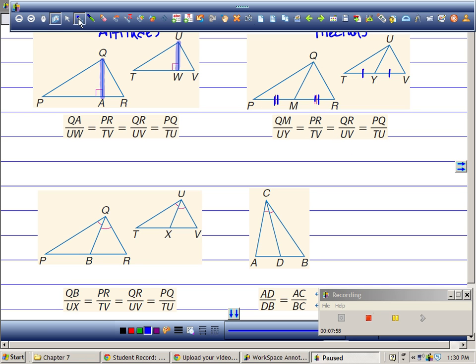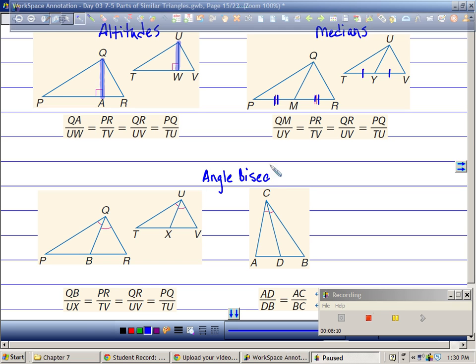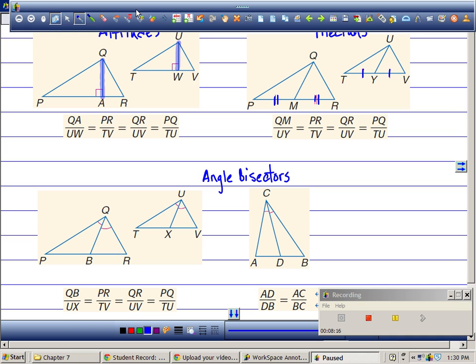And these down here? That is angle bisector. Yes, these are angle bisectors. Okay, so this is basically stating, these theorems say that if two triangles are similar, their altitudes are proportional. If these two triangles are similar, then the medians are proportional.